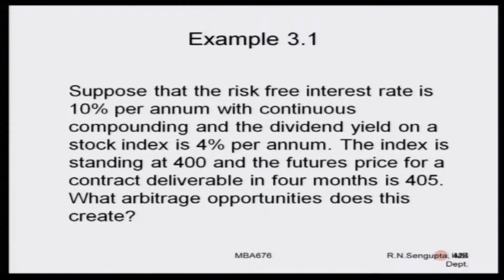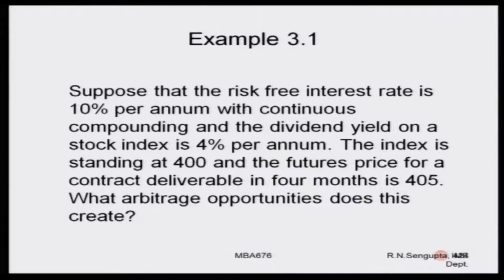A few very simple examples. Suppose that the risk free interest rate is 10% per annum with continuous compounding and the dividend yield is 4% per annum. The index is standing at 400 and the futures price for a contract deliverable in 4 months is 405. Is there an arbitrage opportunity, yes or no?